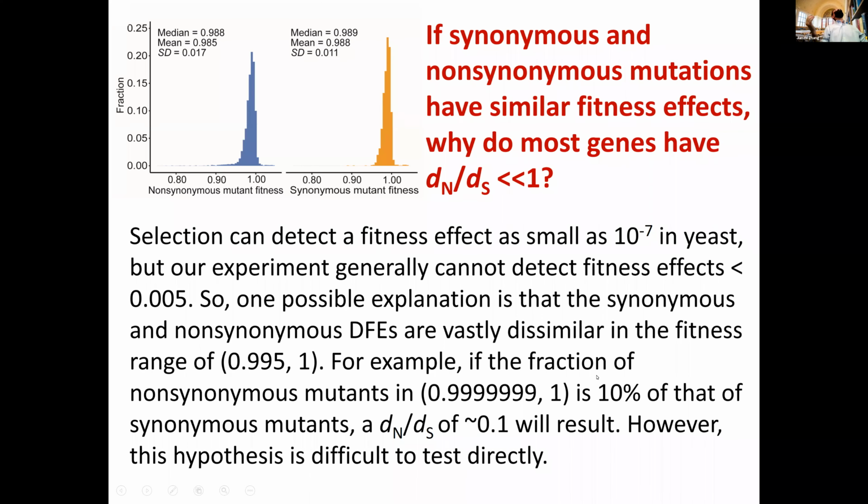So I think this remains a viable explanation of why the dN/dS ratio is much lower than 1, despite our two distributions measured in the lab looking similar. So that's one potential explanation.